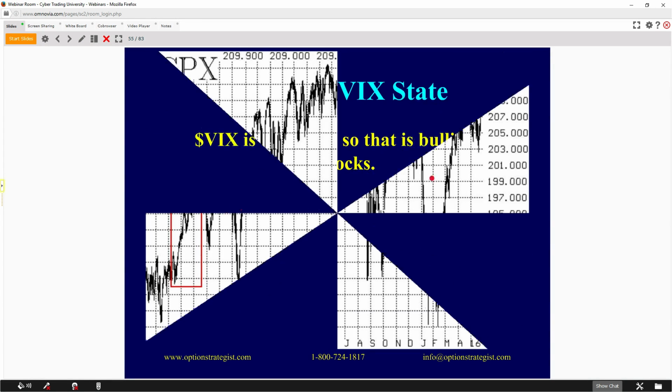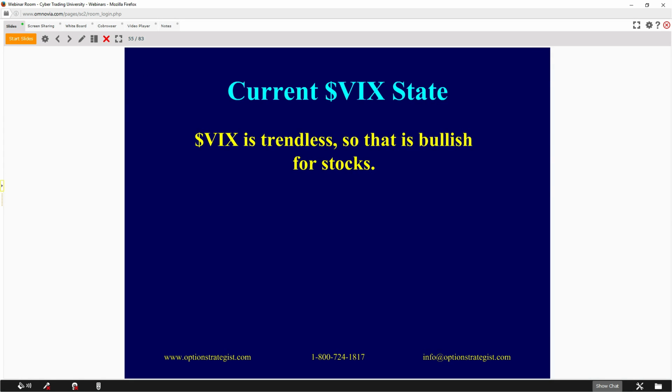So for me right now, VIX is trendless. So VIX being trendless, that's bullish for stocks. Also, when would it turn bearish?